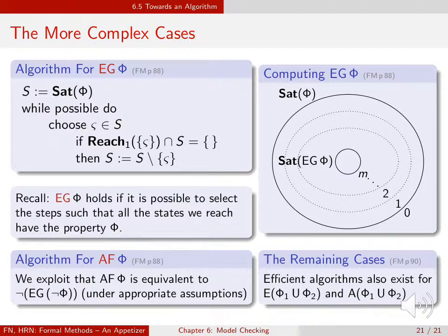The cases of until, both for exists a path where phi 1 holds until phi 2 and for all paths phi 1 until phi 2, can also be handled, but you'll have to read the text for those details. So now is the time to read the section in the book and do the try-it-outs along the way.